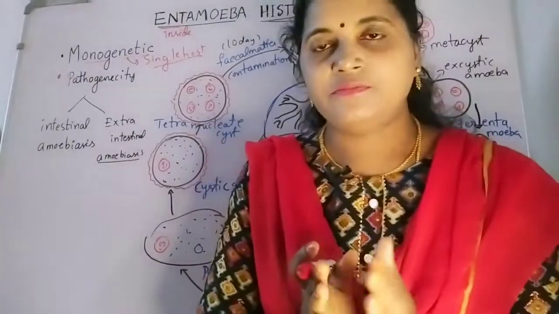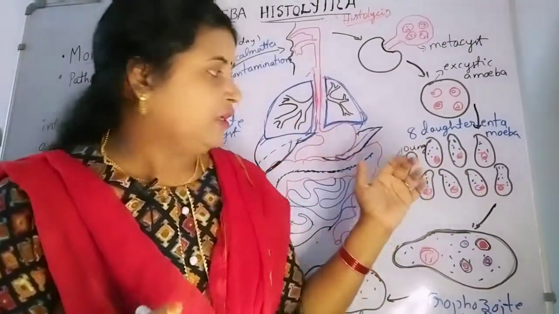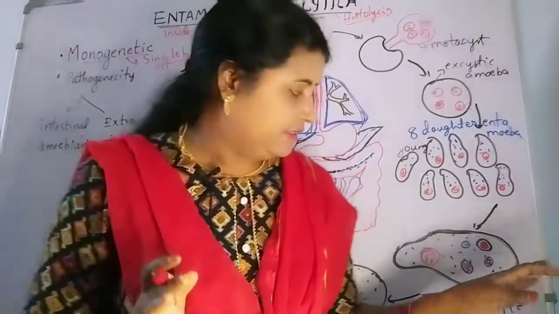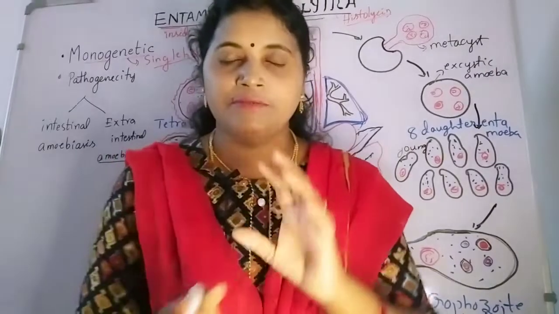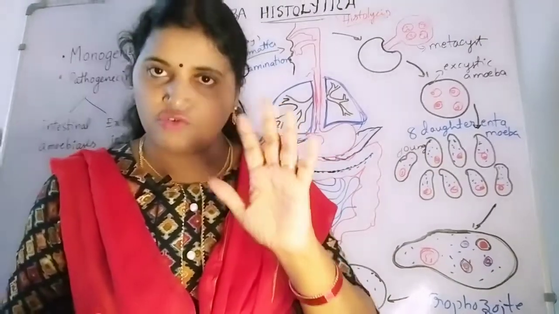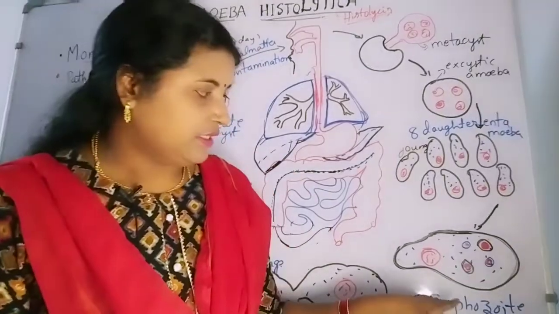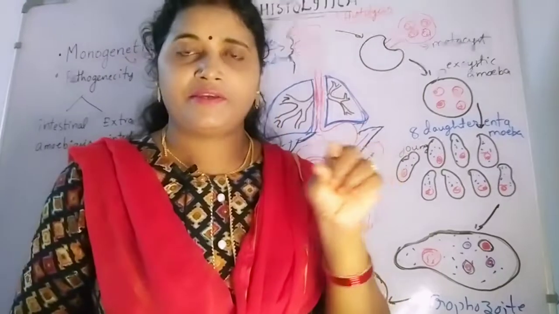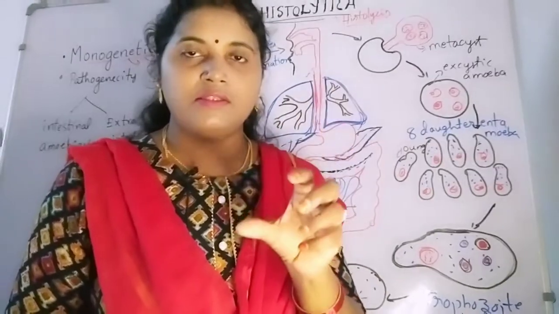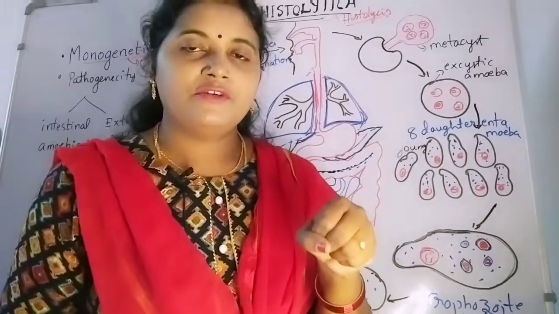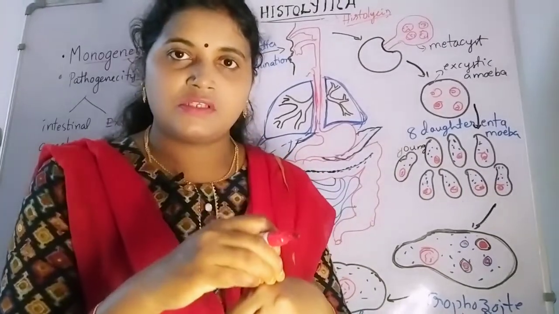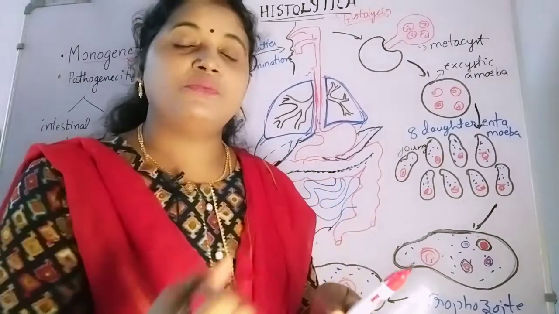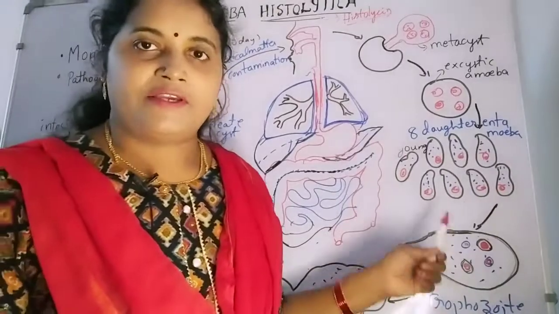Once it enters into the body, it transforms into the trophozoite stage, the feeding stage. The trophozoite is a very important structure in the life cycle. If you observe the trophozoite, it contains food vacuoles with RBC, meaning all the blood cells are engulfed. If it enters the large intestine, all the components present in the large intestine are taken up by the food vacuoles.